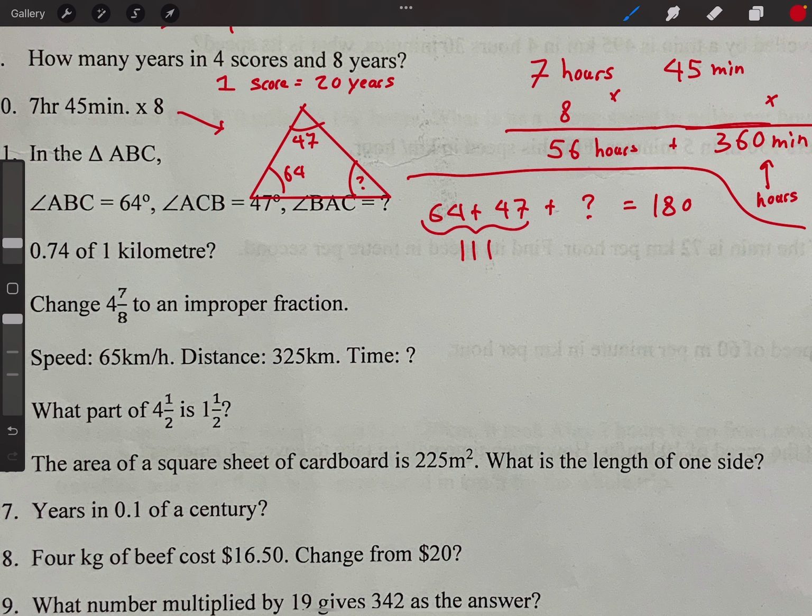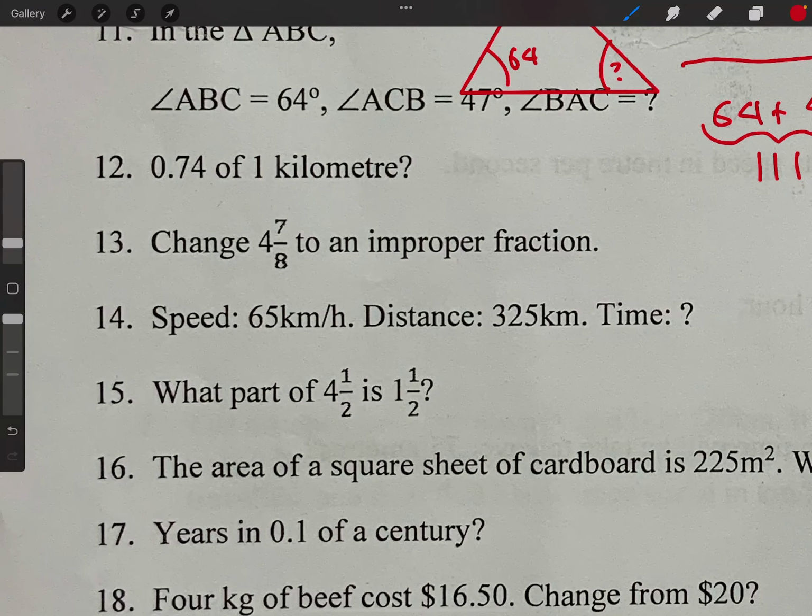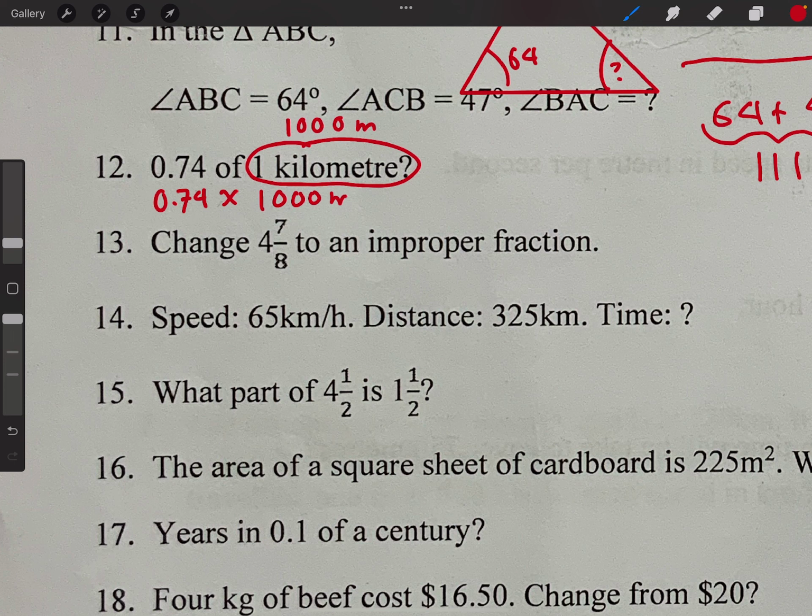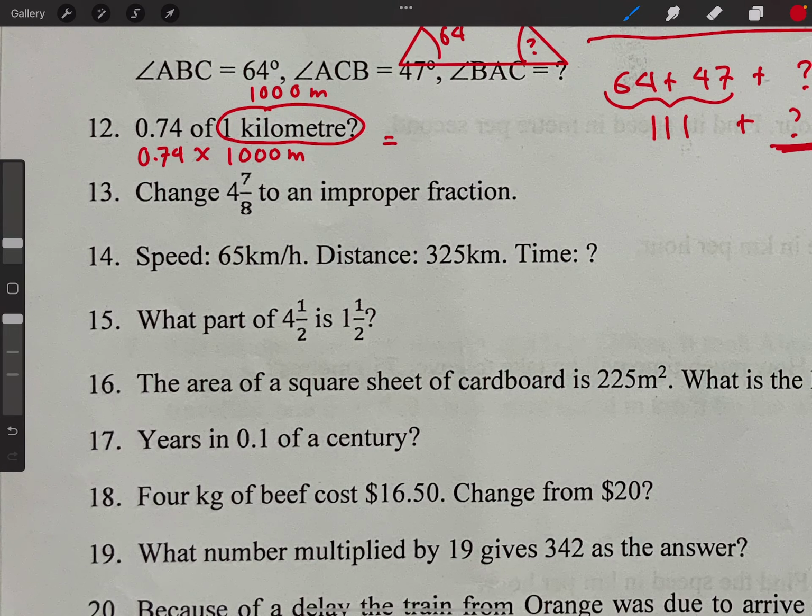Okay, so 111 plus something equals 180. I'm sure you can work out what this something is, not that hard. Now this 0.74 of 1 kilometer. Of means times. So what's 0.74 times 1 kilometer? Let's turn this one into meters. This is 1,000 meters. So let's do 1,000 meters and then work out how many meters this is. What happens when you multiply 0.74 by 1,000? Move the decimal place in which direction and how many times? You can work that out.